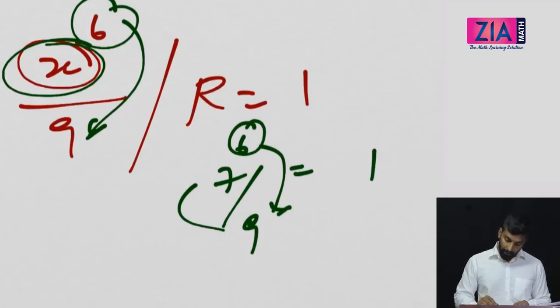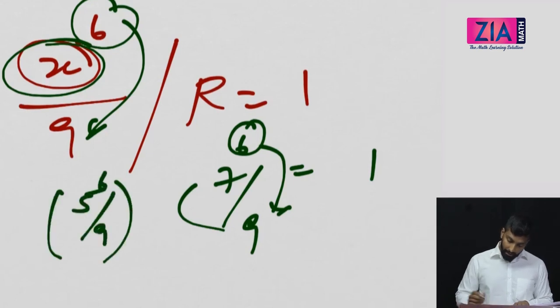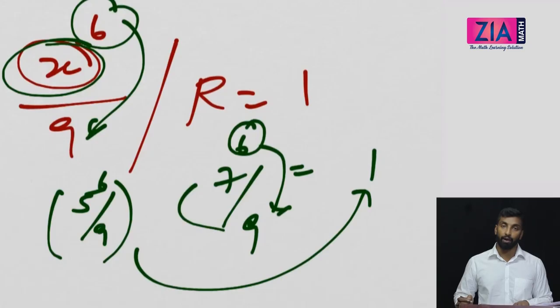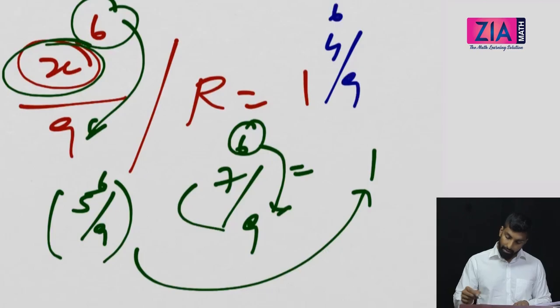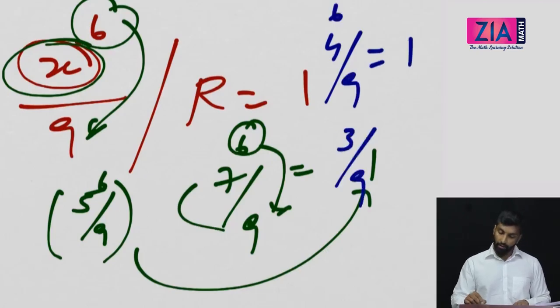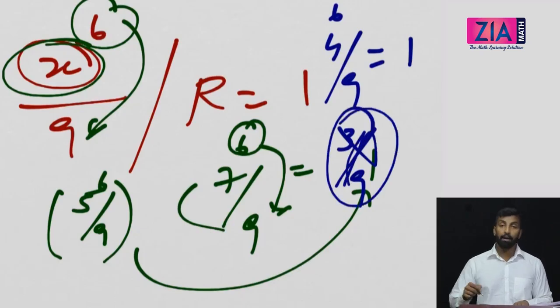So what if it was 5? 5 raised to 6 divided by 9 will also give you the remainder 1, because 5 and 9 are coprime. Not only 5, if you take 4, 4 raised to 6 divided by 9 also will give you 1. 3 raised to 6 divided by 9 will not give you 1 because 3 and 9 are not coprime. They have a common factor, 3, right?